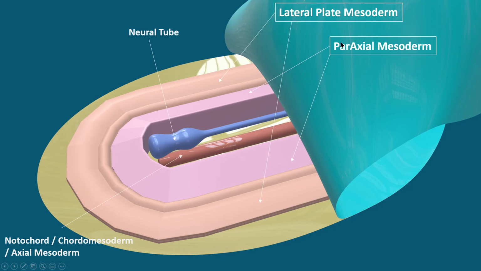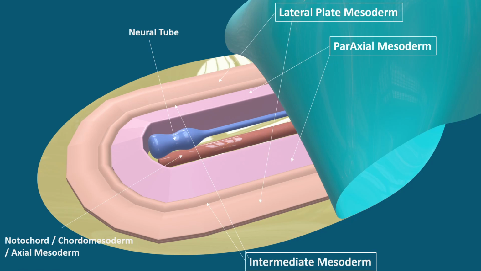Now in between the paraxial and lateral plate mesoderm is another component of mesoderm that is called intermediate mesoderm. So how many components of mesoderm have we studied? The paraxial mesoderm, the lateral plate mesoderm and the intermediate mesoderm.